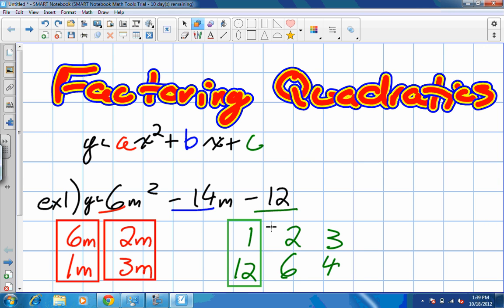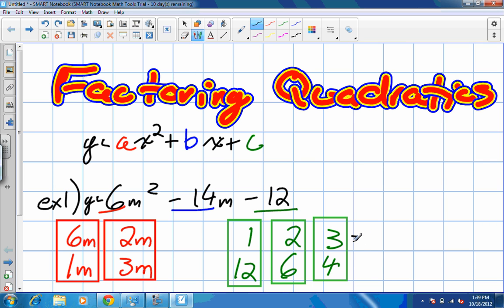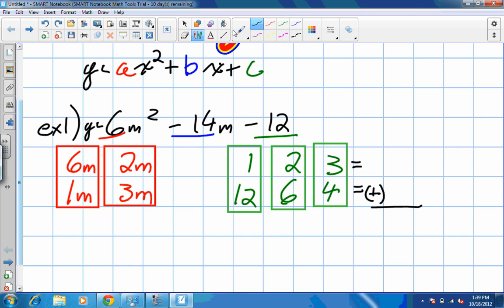The order, top or bottom, doesn't matter because we're going to be testing straight across and diagonally. Okay, and you'll see what I mean in a minute. Our goal is to find the products of two columns that are going to add up to what our b term is, or our middle term. Our middle term in this case being negative 14m.